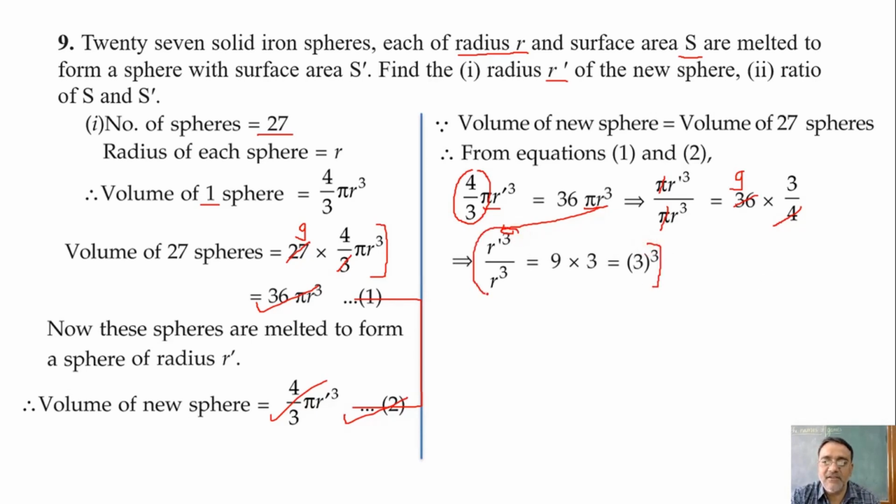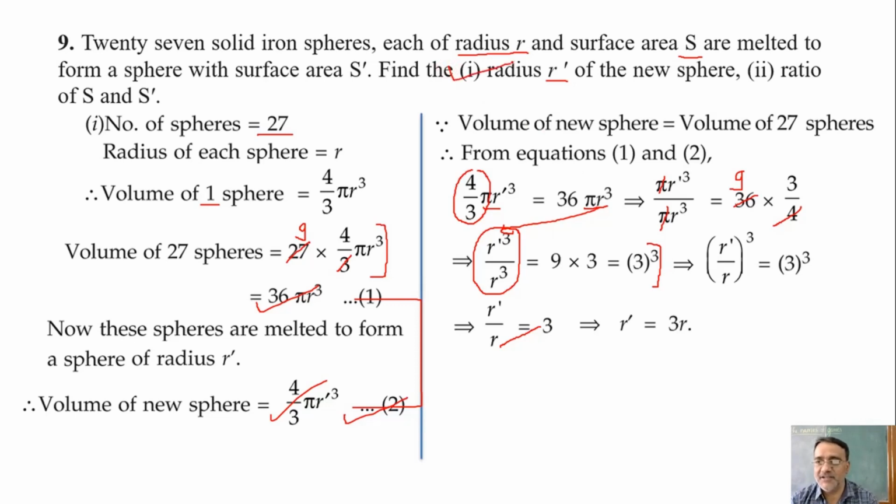Even this we can write in the form of a cube. How? r dash upon r whole cube. So if you take the cube root on both sides, we'll get r dash upon r is equal to 3, or r dash is equal to 3 into r. This is the first bit's answer. The radius r dash of the new sphere is equal to 3 into r. Okay? Any doubt in the first bit? No, sir.